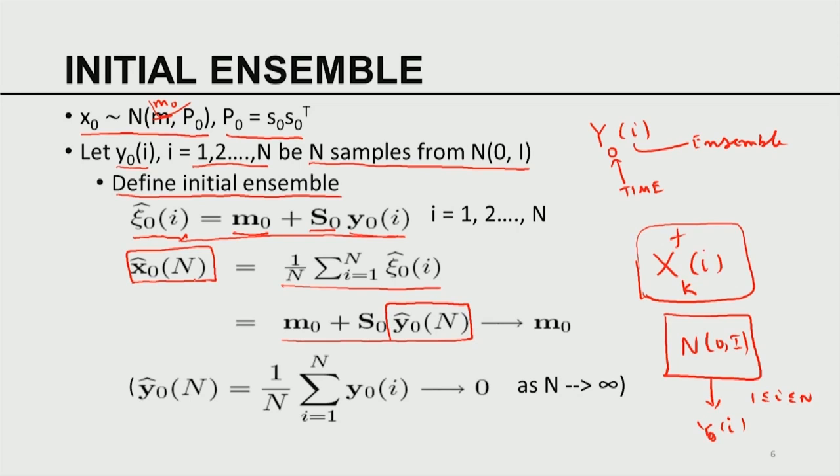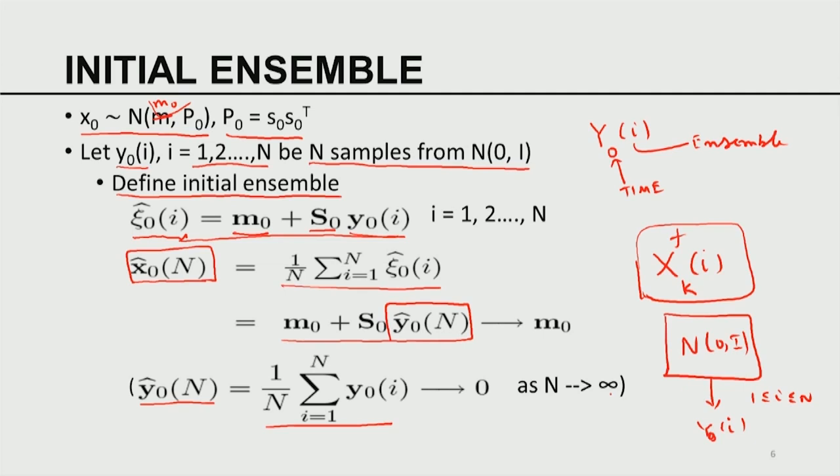Now, what is the basic property? Y is a standard normal, with mean 0. So, what is the claim? Y naught bar of N, given by this, tends to 0 as N tends to infinity. Why? The y's are samples created from a standard normal with mean 0. So, these are the properties.